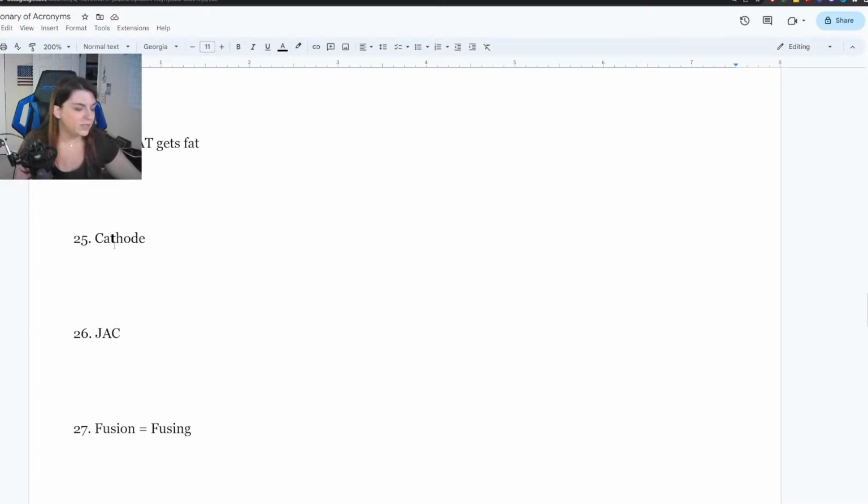Cathode has a positive T in the front, or rather a bolded T, and that's because in a voltaic cell, the cathode is positive, but also cations are positive. Cat has a plus sign in it. Jack is for table J.